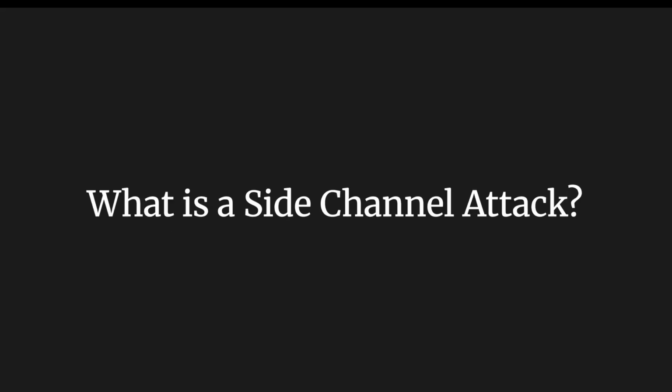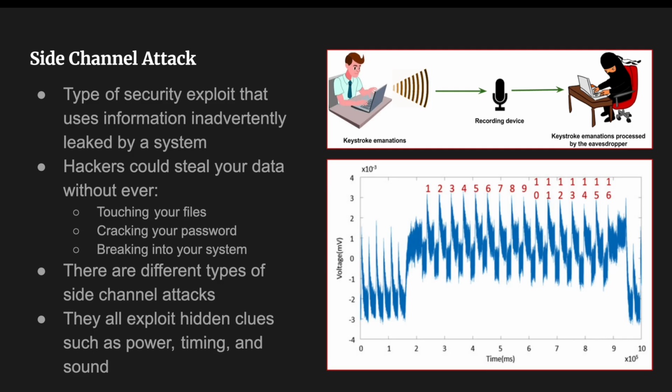So, what is a side channel attack? A side channel attack is a type of security exploit that uses information inadvertently leaked by a system. This means hackers can steal your data without ever touching your files, cracking your password, or breaking into your system. There are many different types of side channel attacks, which we will get into later in this video. They all exploit hidden clues such as power, timing, and sound.